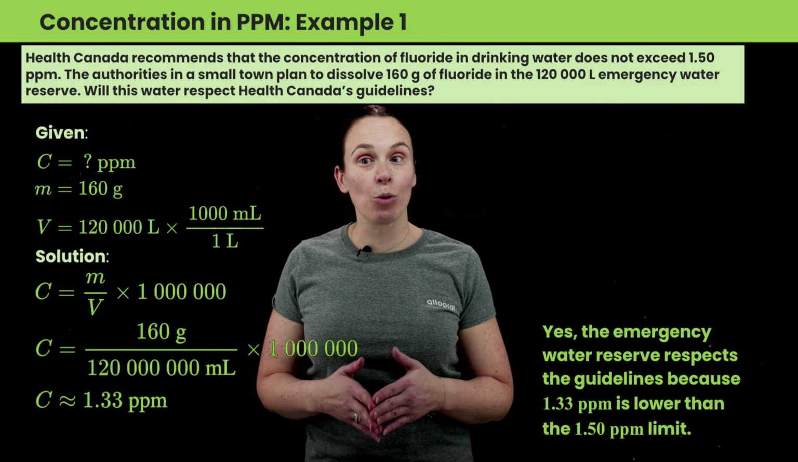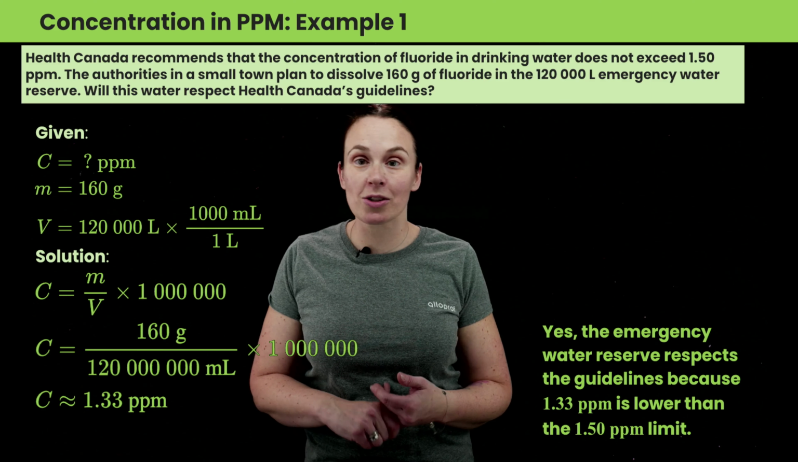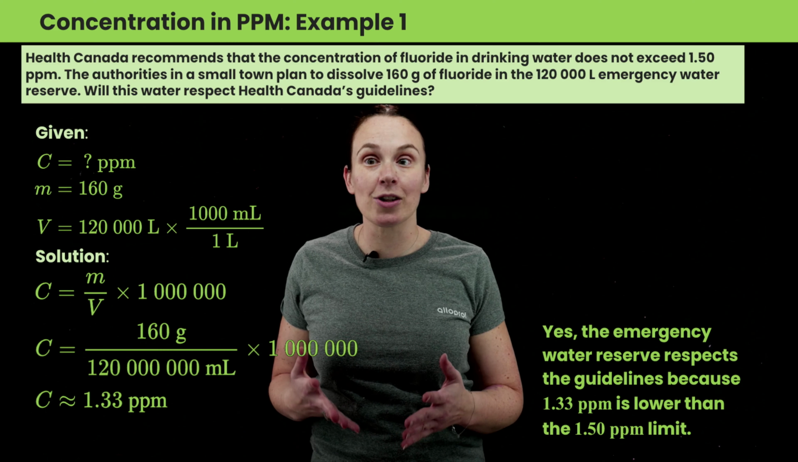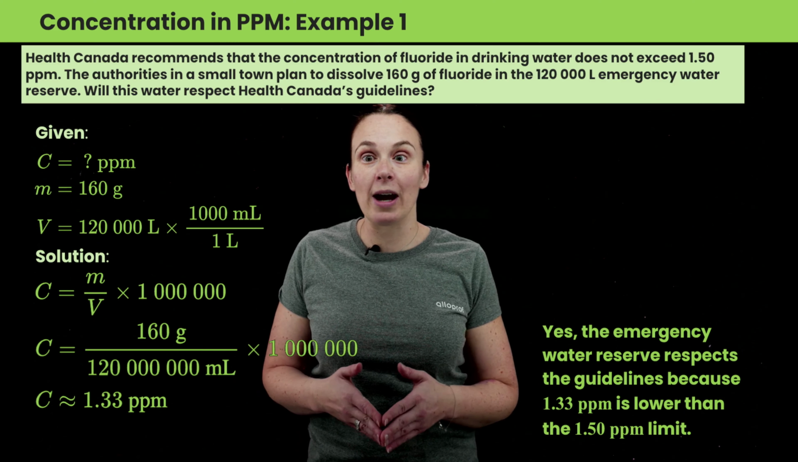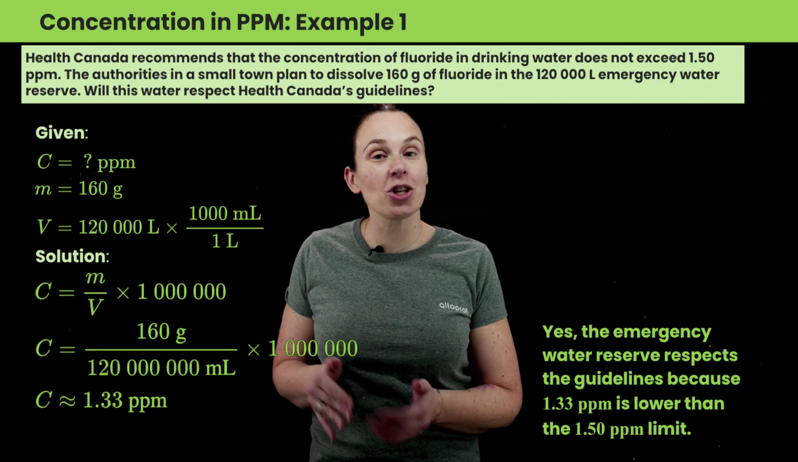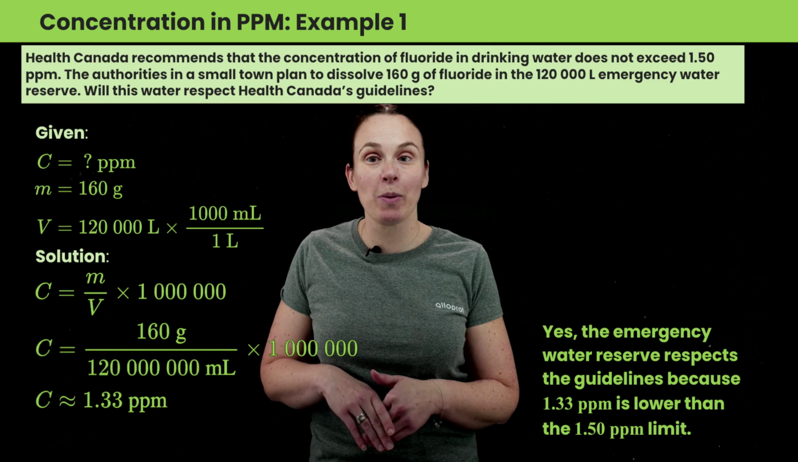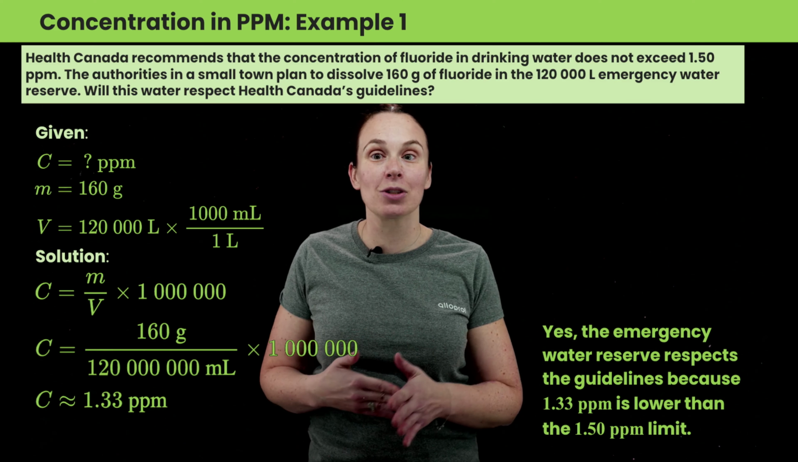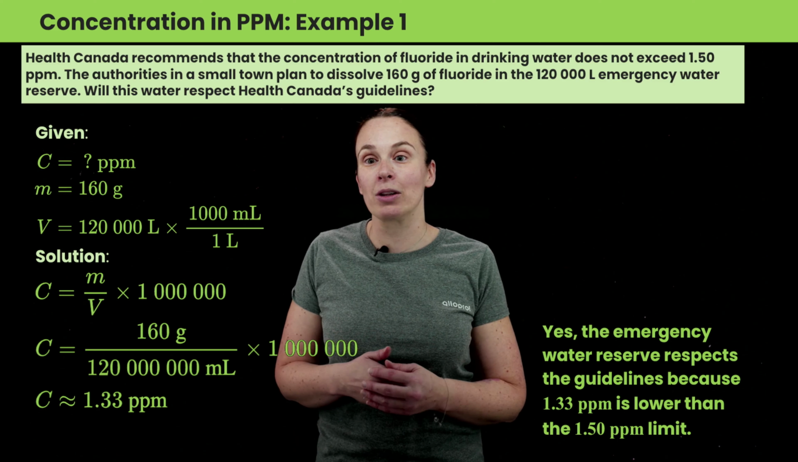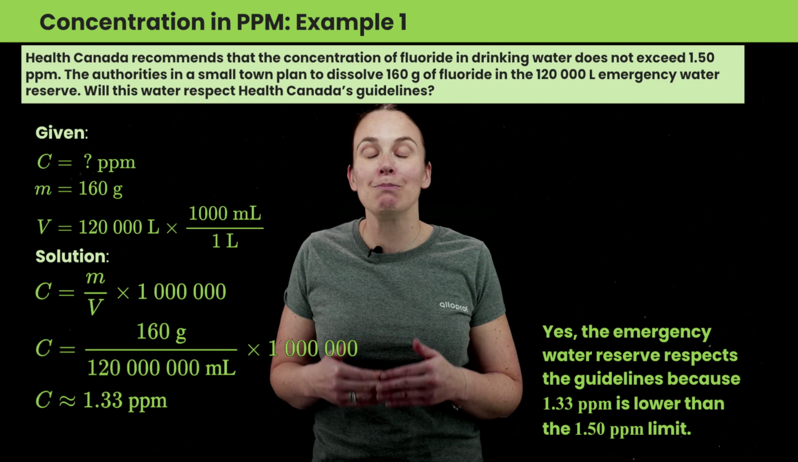So we need to write down what we know. We know that our concentration is going to be in ppm, parts per million. The mass is given to us, it's 160 grams. And we also have 120,000 liters. Now remember, concentration in an aqueous solution is grams per milliliter. So we need to turn those liters into milliliters. Okay, so we're going to times it by 1,000 and divide by 1 liter. So we get 120 million milliliters.